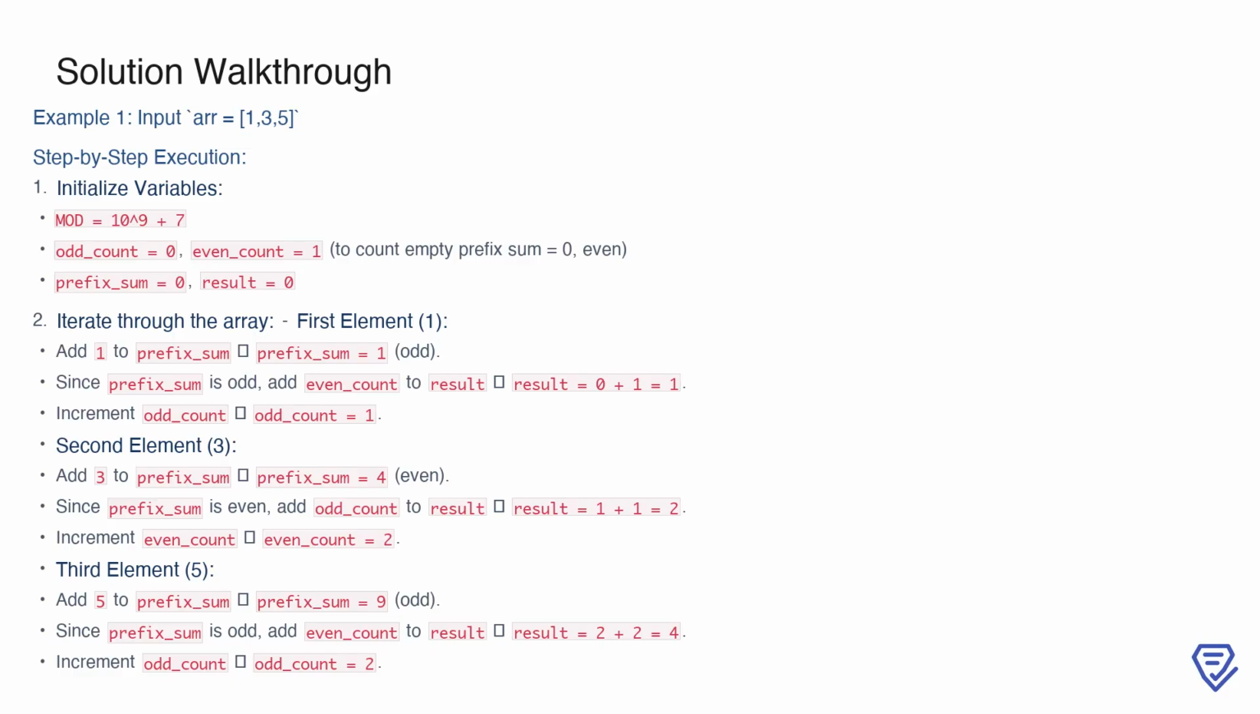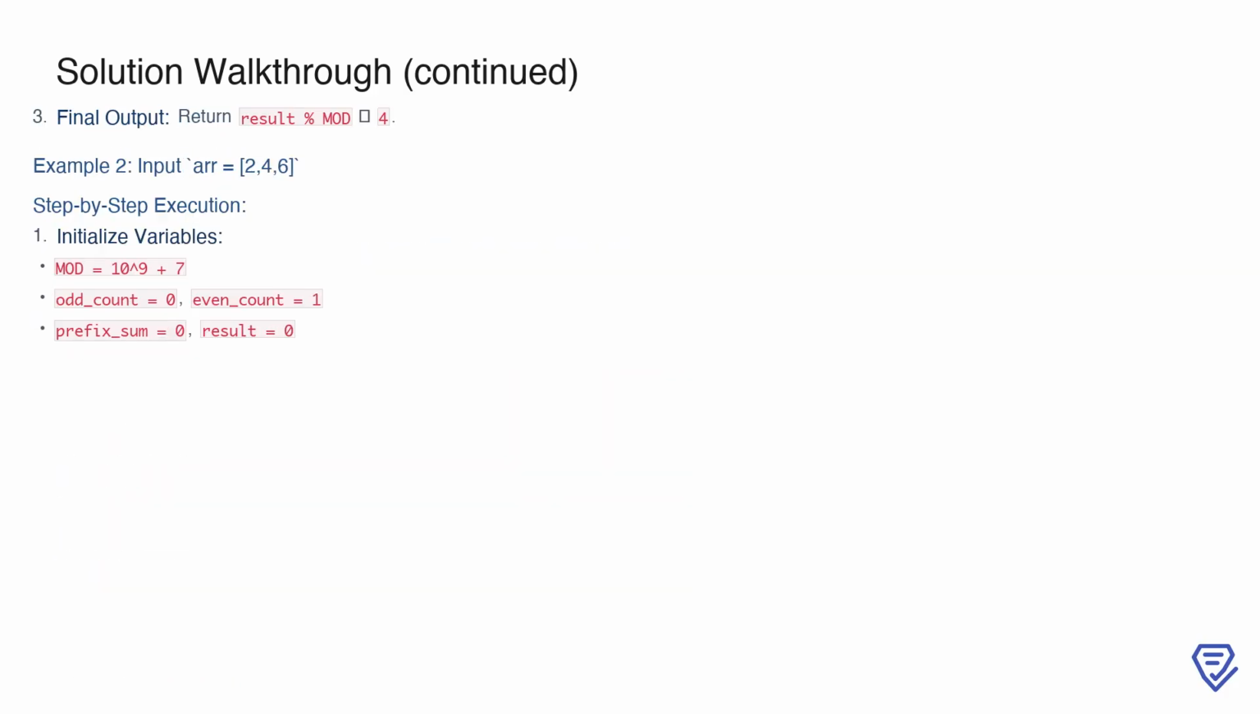For the third element, 5, adding it to prefix_sum results in 9, which is odd. Since it's odd, we add even_count, now 2, to the result, bringing it to 4. Finally, we increment odd_count to 2. With the iteration complete, we calculate the final output by returning result modulo mod. This ensures that the result fits within the required constraints. For this example, the result is 4.